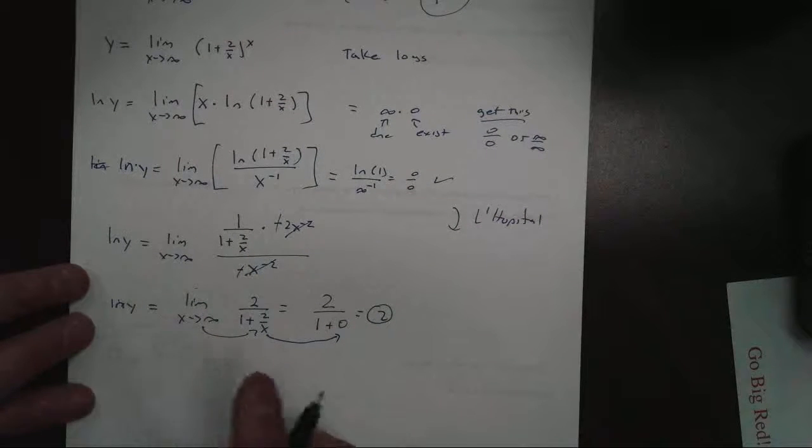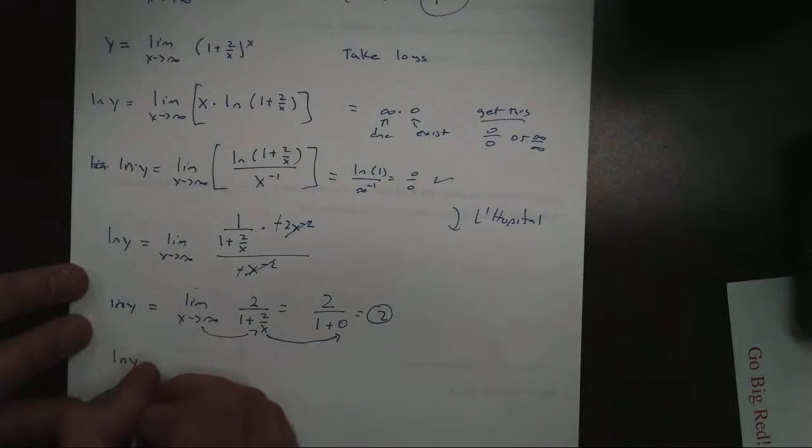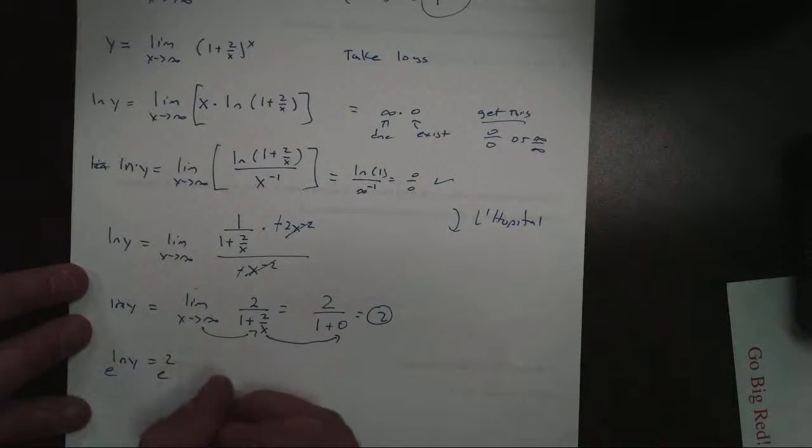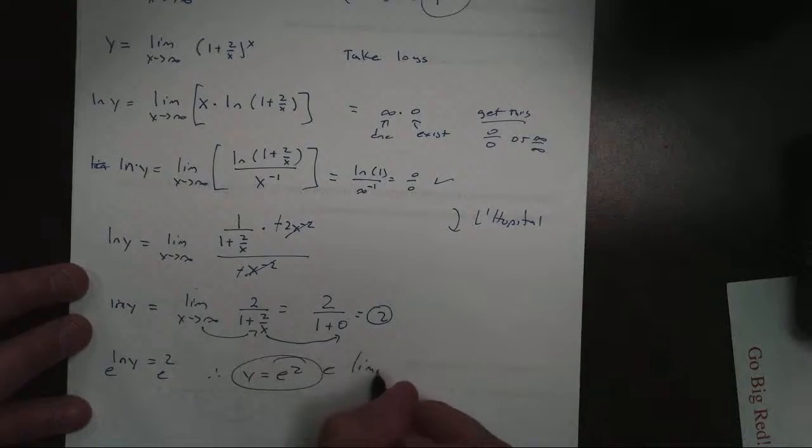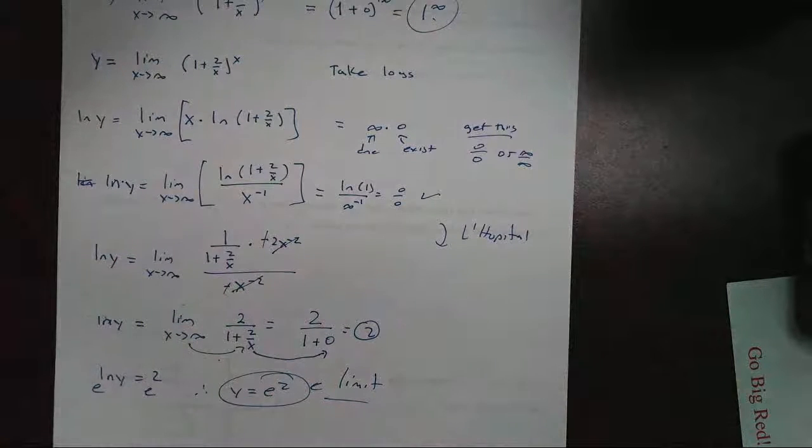Now we're not done because we have to solve it. The natural log of y equals 2, exponentiate, therefore y equals e squared, and there's our limit. So what we're saying here is, in this case, 1 to the infinity gives us e squared. It's not always going to be e squared, but we have to show the process there.